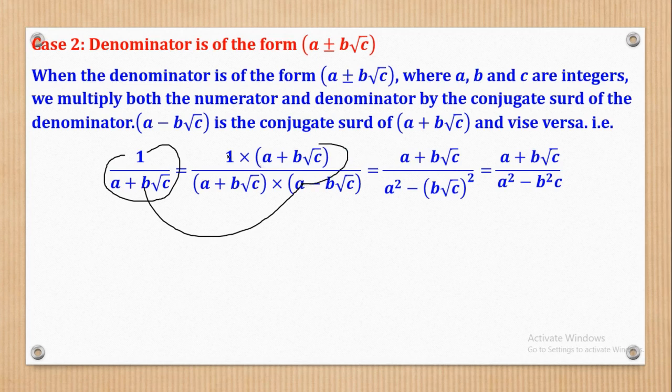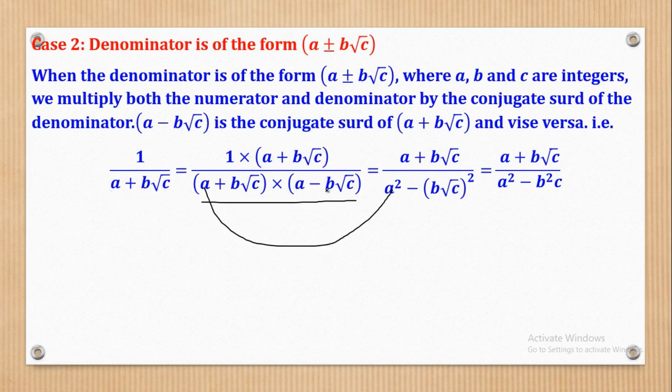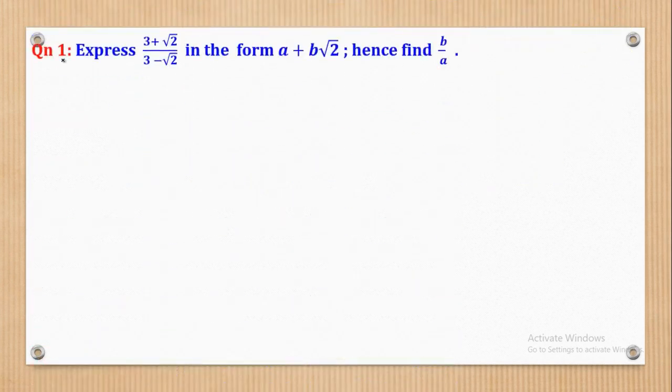When I open brackets, this will become this, and the denominator will be a difference of two squares, so it will be this squared minus this squared. In the end you come up with this. I think we realize that now the denominator does not have any surds, so that is how they rationalize surds with the denominator of that form. Now let's go through some of the questions.